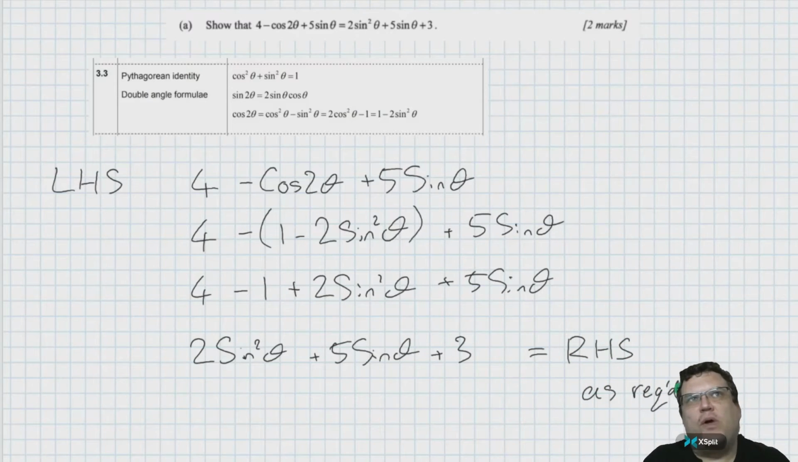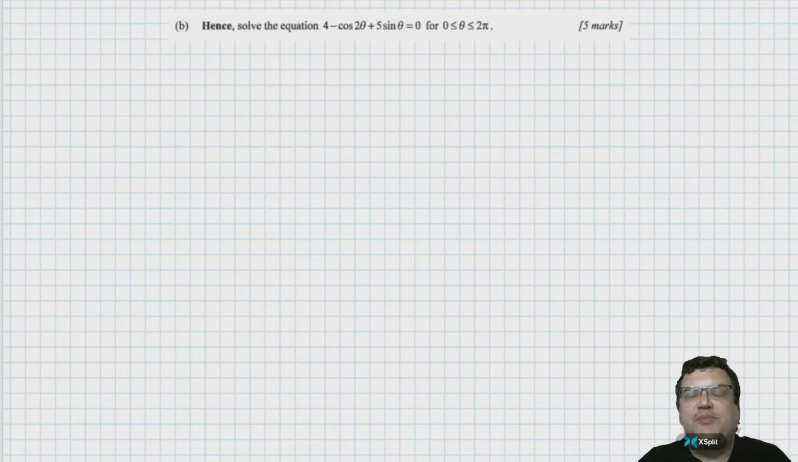So when you're doing a "show that" question, you just want to finish off by showing you have shown what you were asked to. And that's the first part done. Nothing too tricky, so long as you choose the right substitution from the double angle formula. Which brings us now on to part B. Again, the word "hence" is in there, and this is telling me that I need to use the result from the last section. So, hence solve.